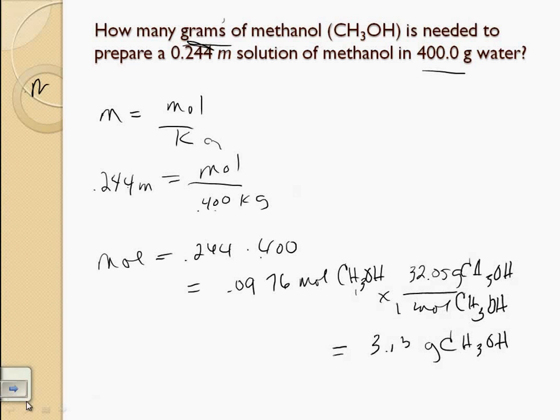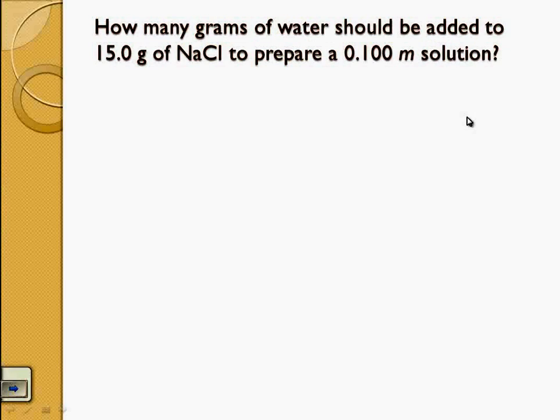Okay, let's try another problem. In this one we want to know how many grams of water should be added to 15 grams of sodium chloride to prepare a 0.10 molal solution. So what we want to do, again, we've got the molality equation. Molality is moles over kilograms. In this case I'm trying to find kilograms. So let's first change the equation to solve for kilograms.